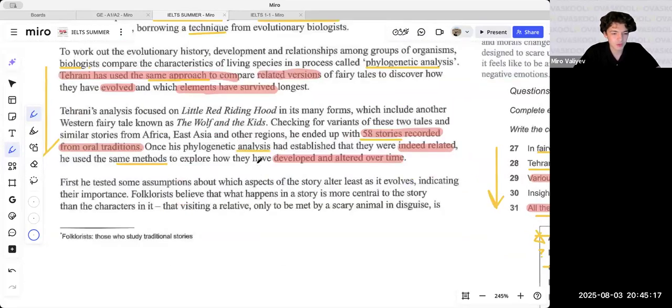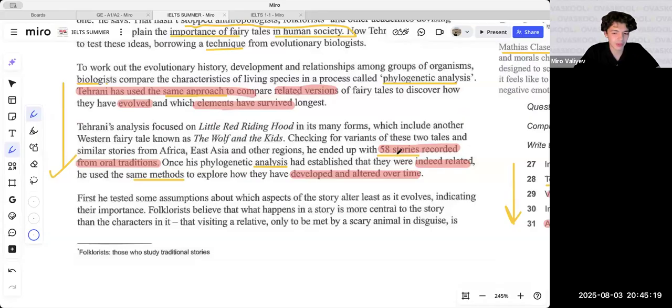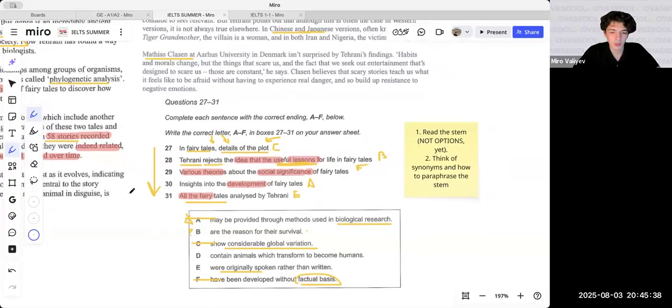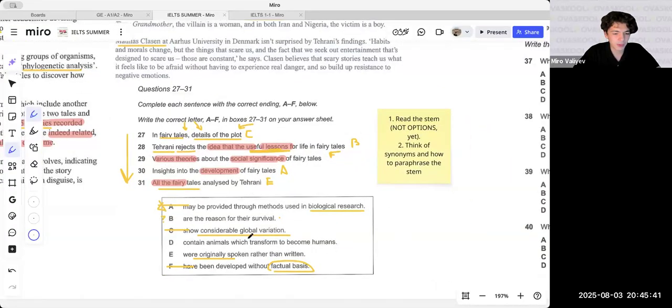Why? Because he ended up with 58 stories recorded from oral traditions, right? So traditionally, originally, they were spoken, right? Orally. Like orally means with the mouth, yeah? So yeah, here we go. I think we nailed it, but we'll double check B later.